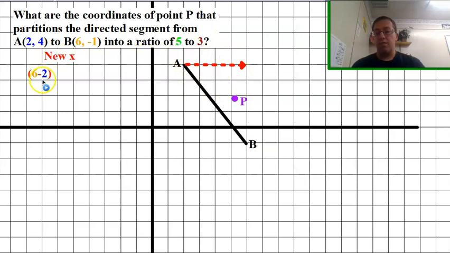Now, that would be 4, right? So of this distance, how much of it do I want for the A side? Well, I want 5 to 3. So that means I want 5 out of how many? Well, 5 plus 3 is 8. So I want 5 out of 8. So I want 5/8 of this distance. That tells me how far my x's are going to move from where? Where do I start at? Well, I start at A, my beginning point. Start at 2. So we'll break this down: 4 times 5/8, which is 5 over 5 plus 3, plus 2.